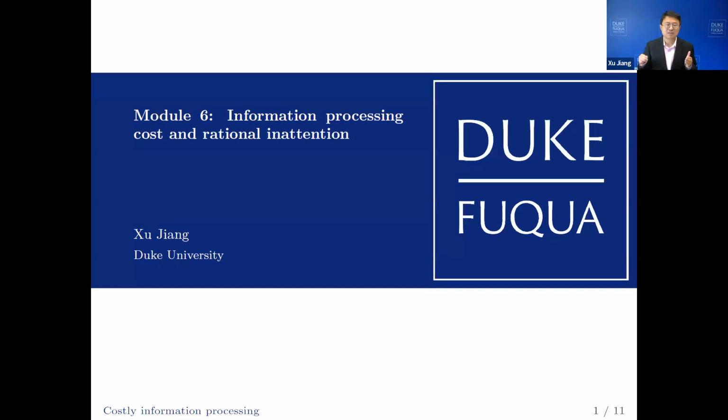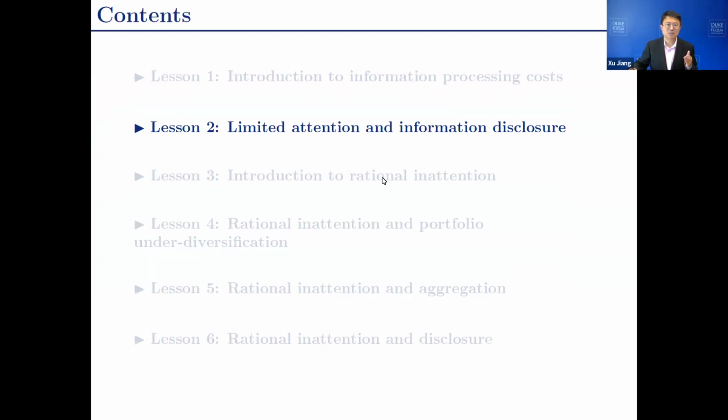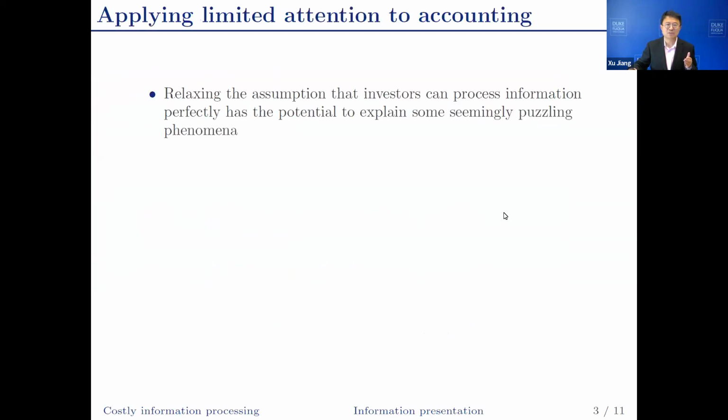Hello, everybody. In Module 6, I discuss information processing costs and rational inattention. Module 6 has 6 lessons. Today, we focus on Lesson 2, limited attention and information disclosure, as discussed in the previous lesson.